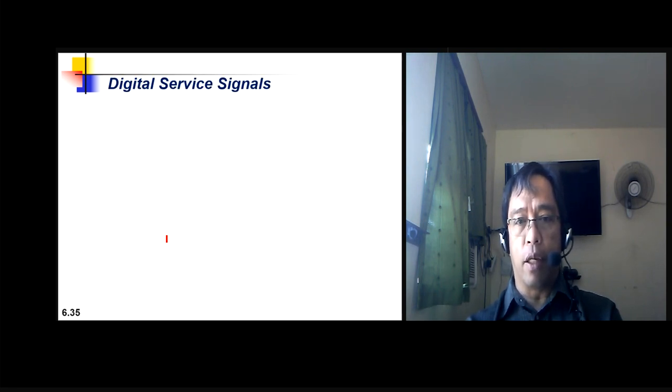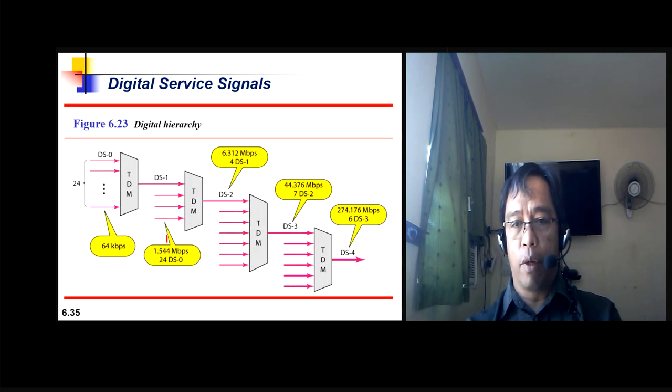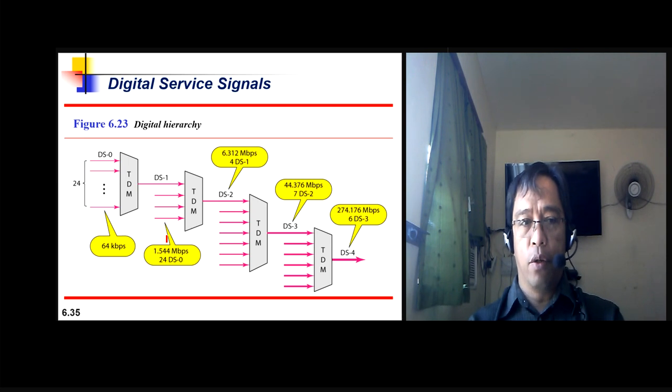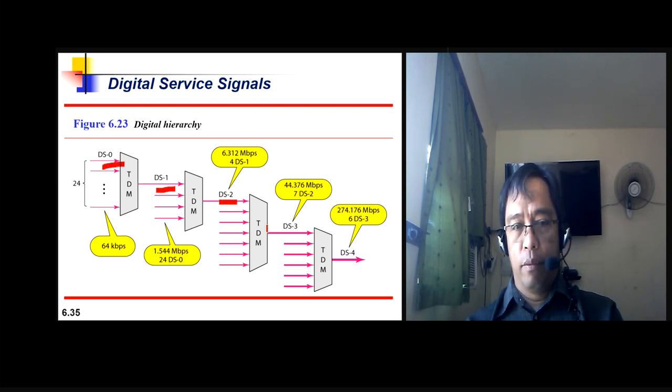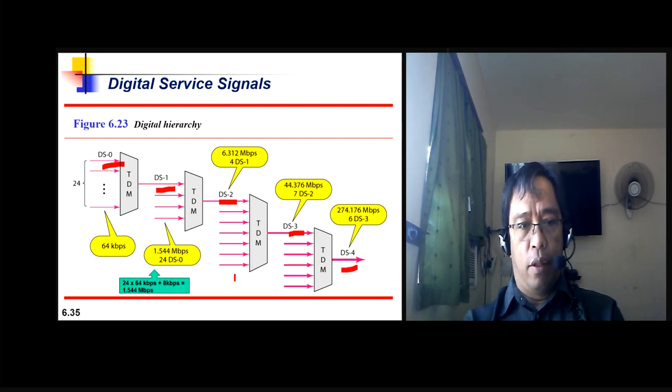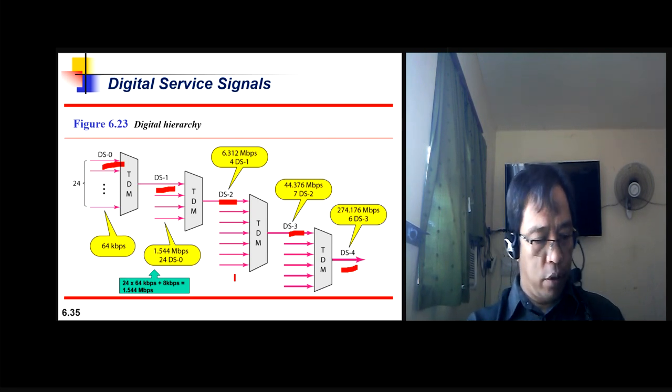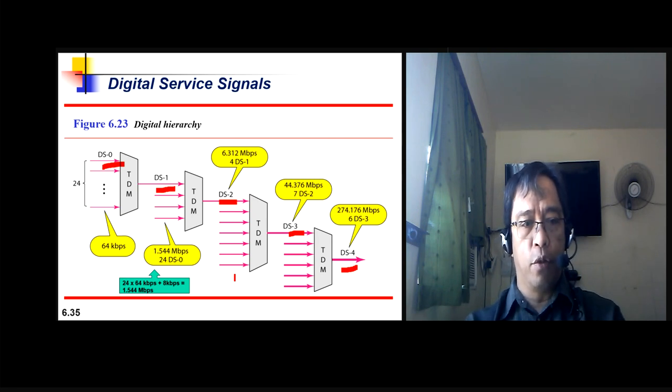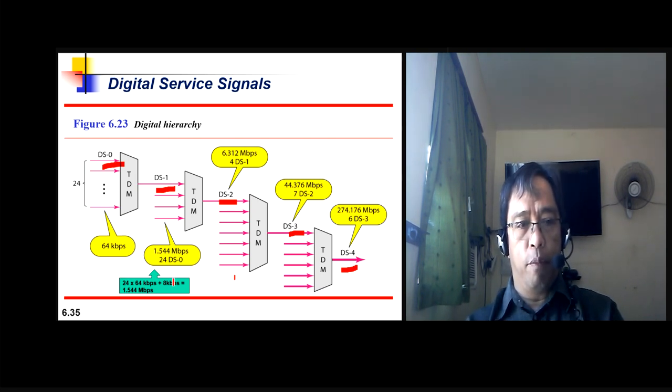Digital service signals. Like the analog hierarchy discussed earlier, telephone companies implement TDM through a hierarchy of digital signals called digital signal or DS service. Figure 6.23 shows the data rates supported by each level. The values of DS-0, DS-1, DS-2, DS-3, and DS-4 are computed based on given parameters. For DS-1, 24 times 64 kbps plus 8 kilobits per second of overhead equals 1.544 Mbps.